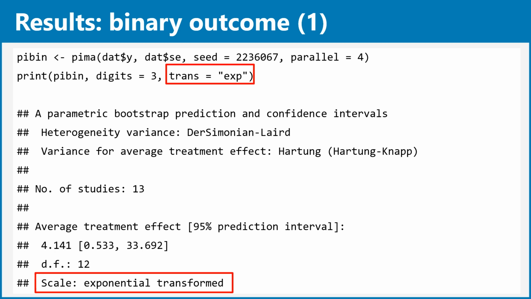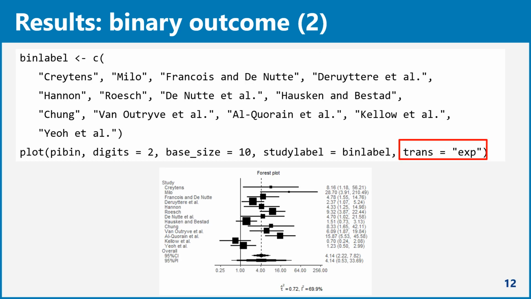Estimated values on the logarithmic scale can be back transformed to the original scale with the trans option in print and plot functions. Here, you can see a forest plot for binary outcome. The trans option can also be used in the plot function.